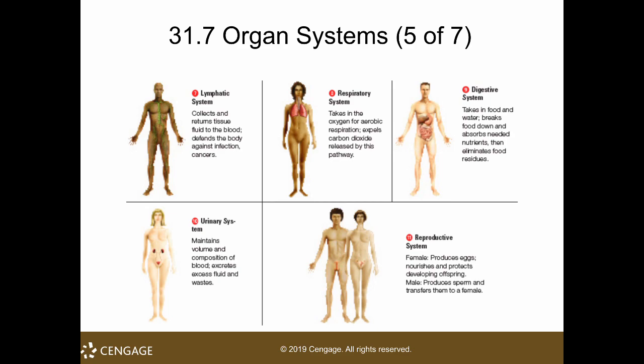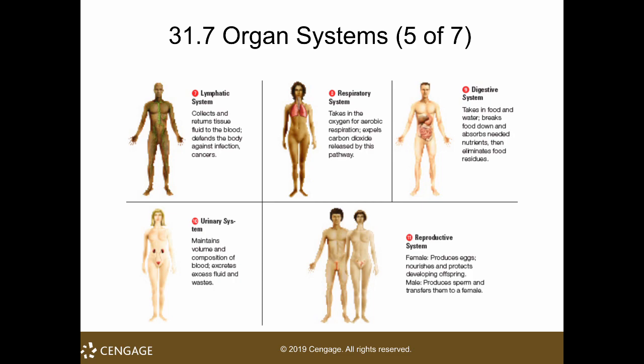We also have the lymphatic system. It collects and returns tissue fluid to the blood, and another important task of that is to defend the body against infections and cancer. So the lymphatic system also contains your immune system. The respiratory system takes in oxygen for aerobic respiration and expels the carbon dioxide released by the pathway. We have the digestive system. It takes in food and water, it breaks down the food, it absorbs the needed nutrients, and eliminates the waste.